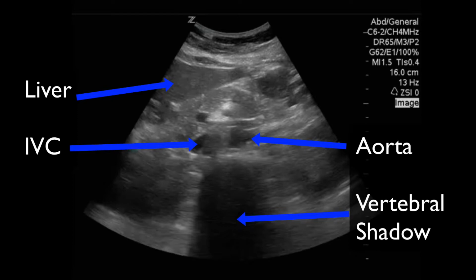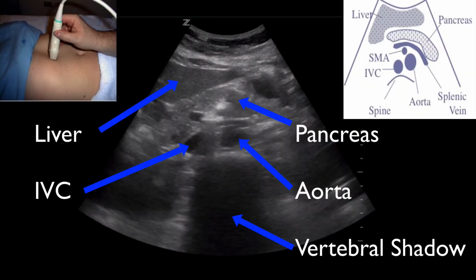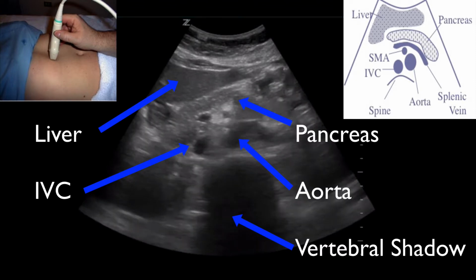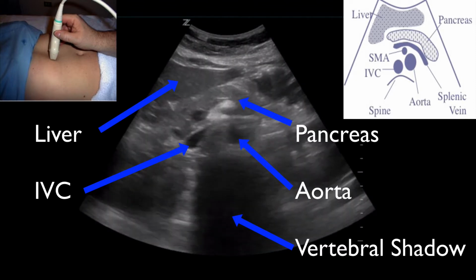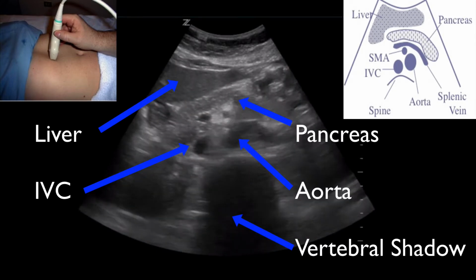And there are other structures you can identify, as seen in this video. The pancreas will run over the vessels just adjacent to the liver and the proximal portion of the abdomen. But the main focus should be the continued viewing of the vertebral shadow, and then, of course, what we really care about, the diameter of the aorta.